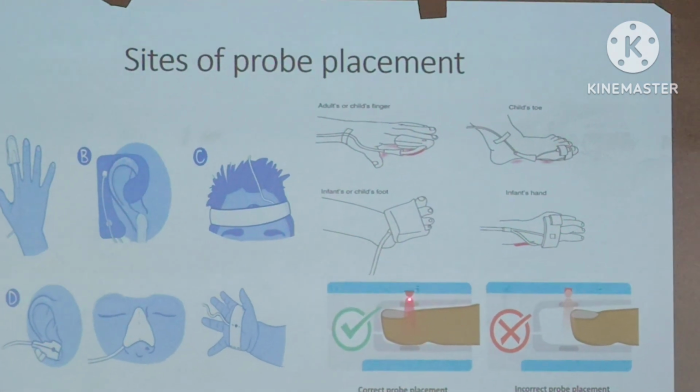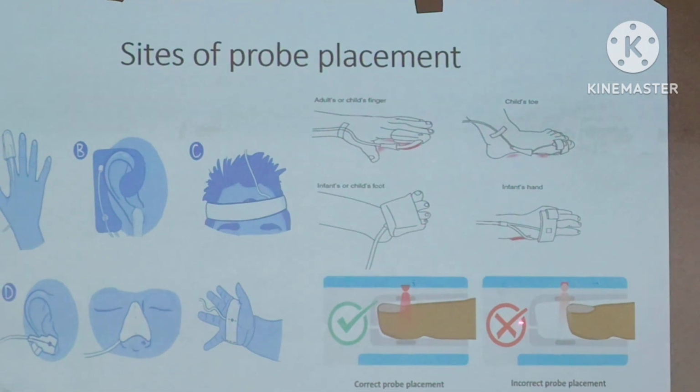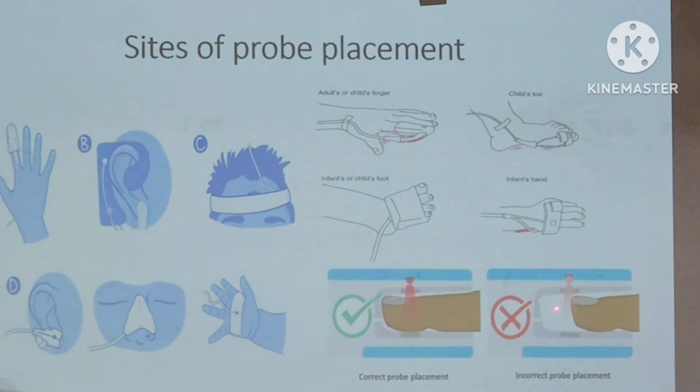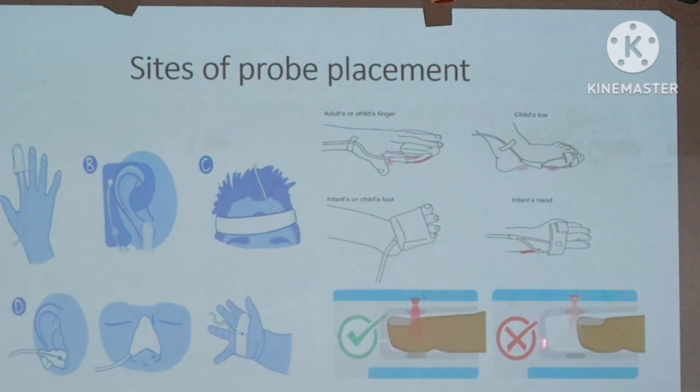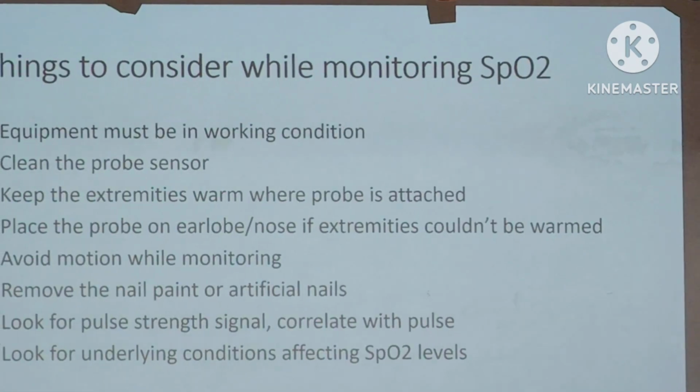This light should cross your finger. If it is not crossing the finger, this can show you a false reading, or sometimes it may not show you any reading. So this is incorrect placement of the probe.